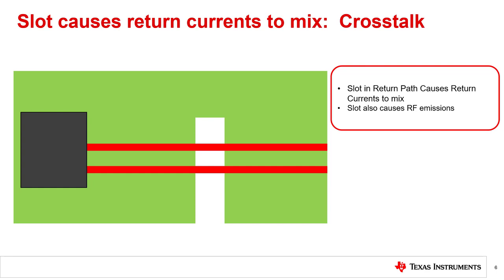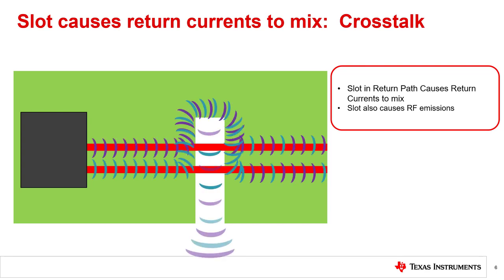In this picture you will see that the return currents will travel beneath the individual traces. These currents are separated enough from each other to minimize crosstalk. However, when the signals pass over the ground return slot, they will mix together, causing crosstalk and RF emissions.